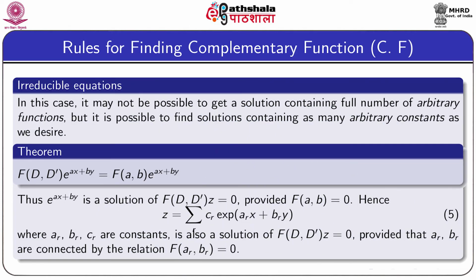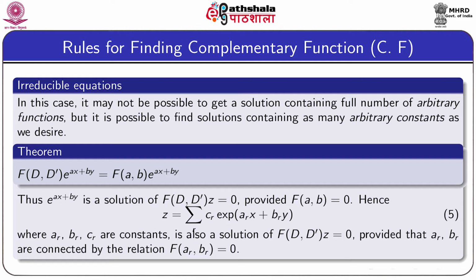Till now, we have discussed how to find the complementary function when the operator F is given in reducible form. Now, there is another case, when F is not reducible, or F is in irreducible form. For that case, it may not be possible to get a solution containing the full number of arbitrary functions, but it is possible to find solutions containing as many arbitrary constants as we desire.